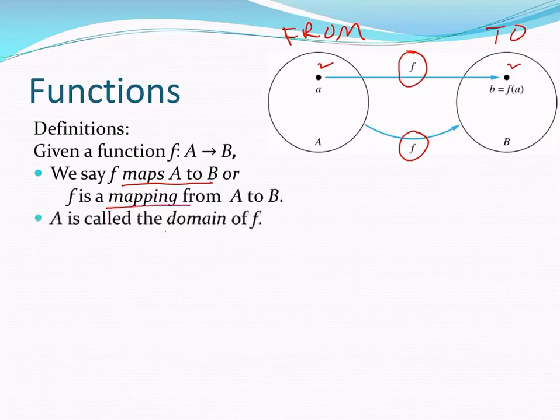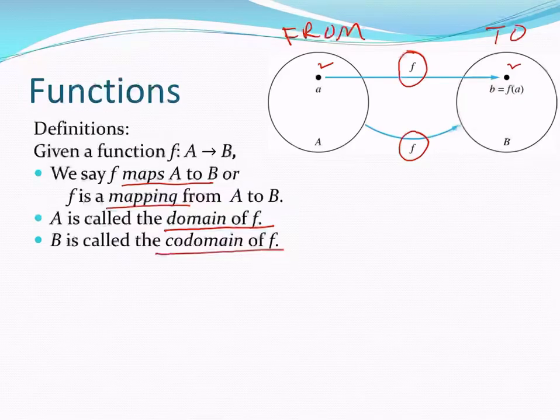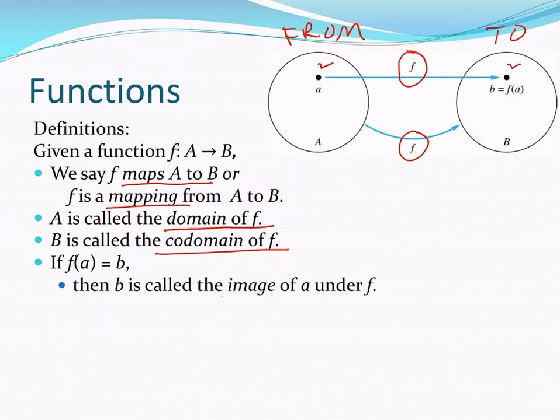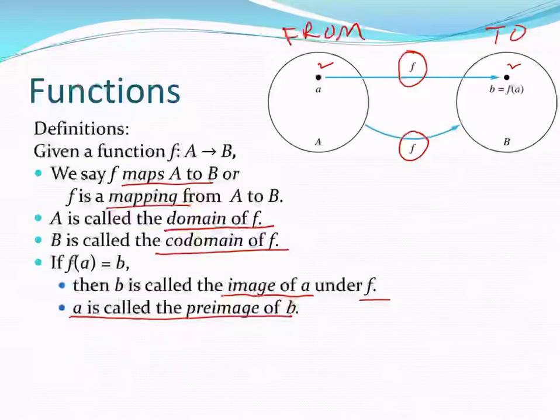All right, these sets have names. A, the from set, is called the domain of f. And B also has a name. It is called the codomain of f. And now, when a function acts on an element a of the domain, we get b, an element of the codomain, then b has a name. It's called the image of a under the function. And then if b is the image of a under the function, then a is called the preimage of b.